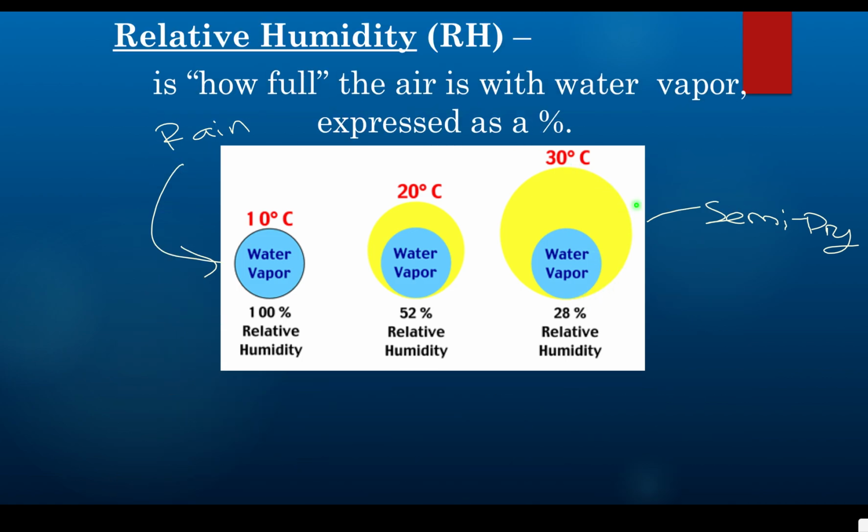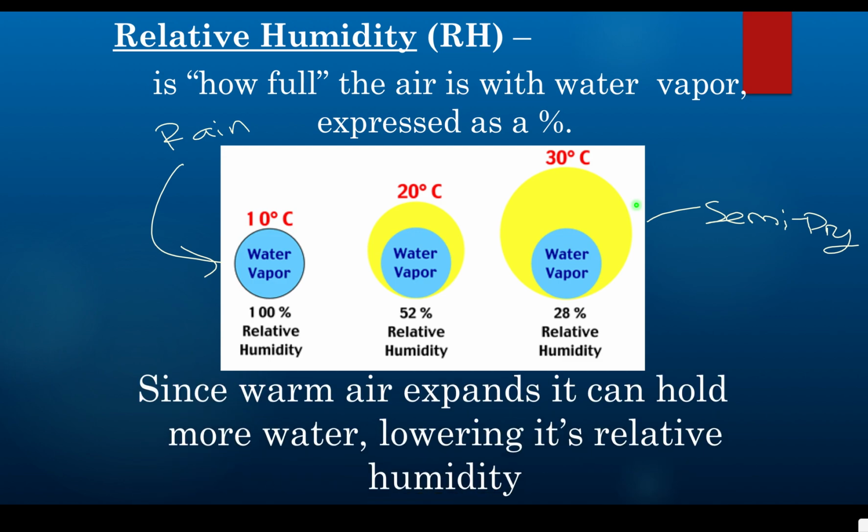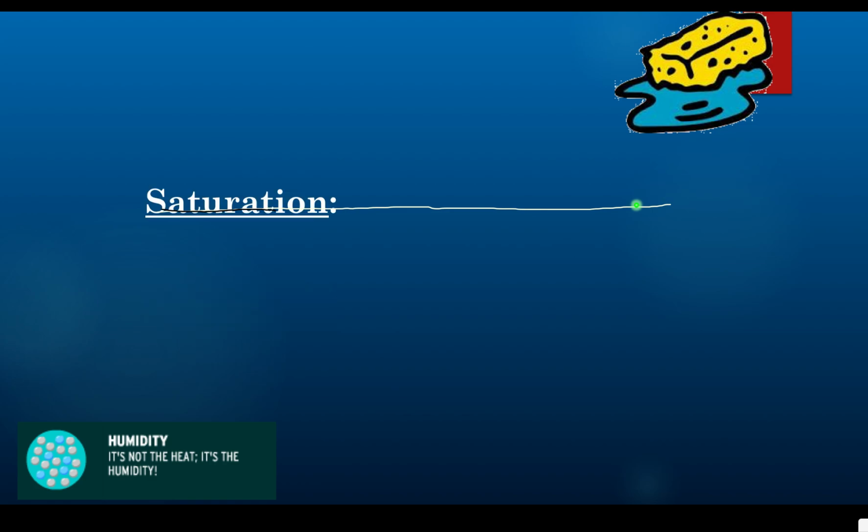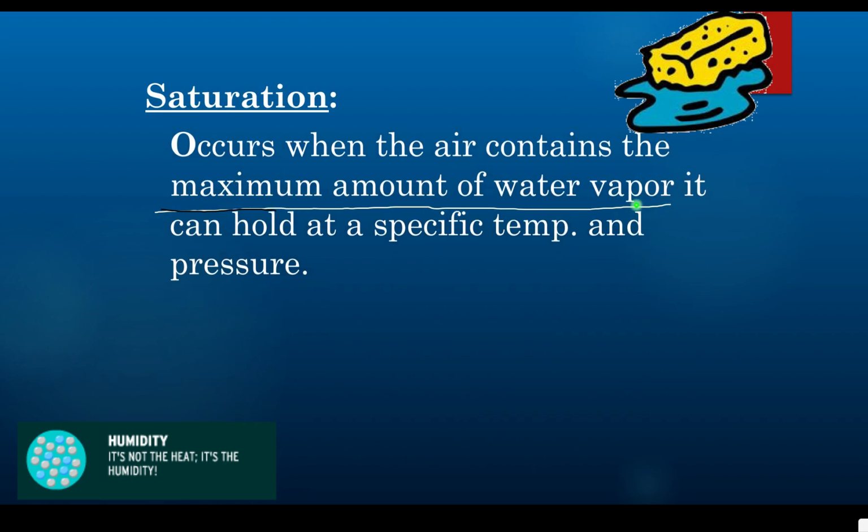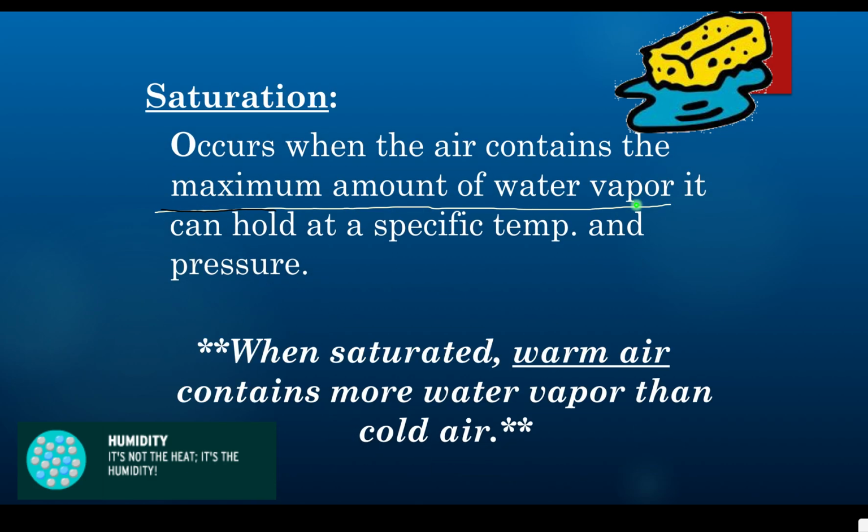So that's relative humidity, how full the air is with water vapor, and we use it as a percent. As we mentioned, warm air holds more water, meaning that warm air tends to have a lower relative humidity, or as the air warms up, it has a lower humidity. We've covered saturation before. Remember, saturation means something is full. In this case, if air is saturated, it has a maximum amount of water vapor, or 100%.